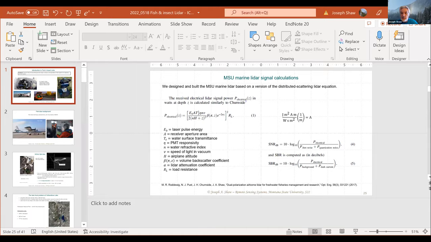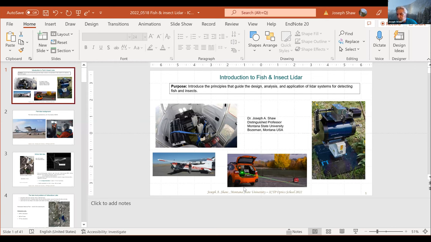All right, so welcome back. Yesterday we had a nice visit about autonomous vehicle LIDARs and also atmospheric LIDAR. And today we will look at a different kind of LIDAR application. That is, we're going to talk about LIDAR for finding fish and insects.